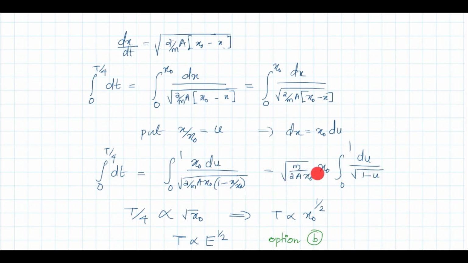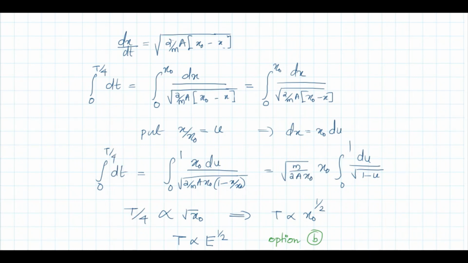These are all constants, so you can take them outside. x naught also you can take outside, it is the amplitude. We are left with integral 0 to 1 du by square root of 1 minus u. This quantity will give you just a numerical value, since u is a dimensionless quantity. Integral 0 to 1 du by root 1 minus u will just give you a numerical value. So the left hand side is actually T by 4.